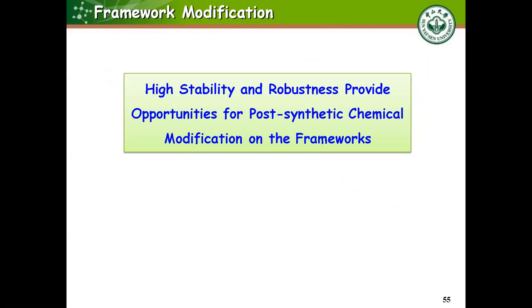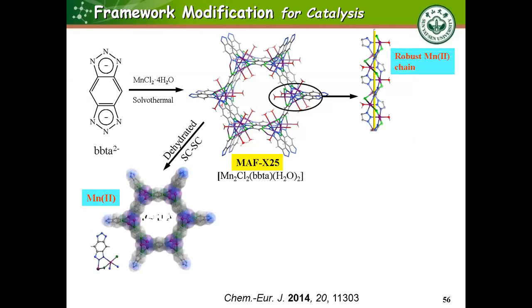I have just shown you some examples of different pore surfaces for selective adsorption and separation. Now let me talk about the framework modification. Many MAFs are highly stable and robust, thus providing opportunity for post-synthetic modification on the frameworks. For example, MAF-X25 was constructed with the bis-triazolate ligand shown on the top left of this slide, in which manganese(II) ions are bridged by the bidentate triazolate groups together with chloride ions. Although the manganese(II) ions are exposed on the pore surface after removal of water molecules, the catalytic oxidation activity is very low. Manganese(III) can have higher catalytic activity.